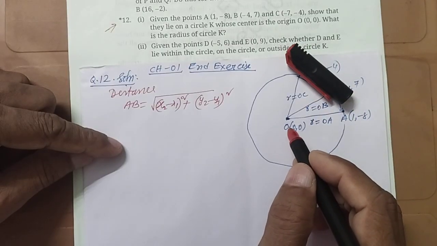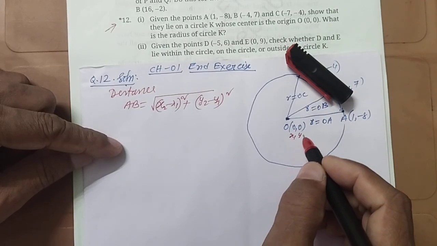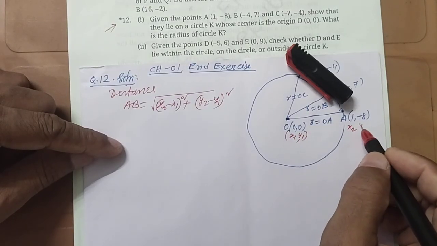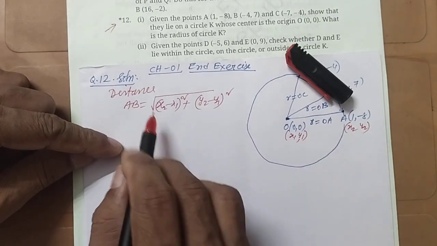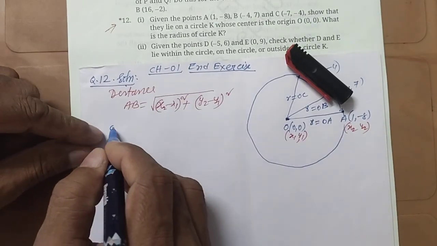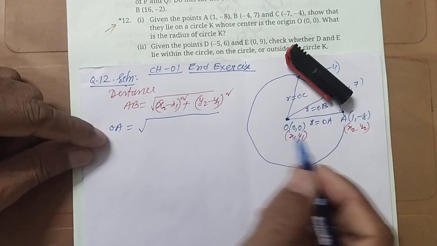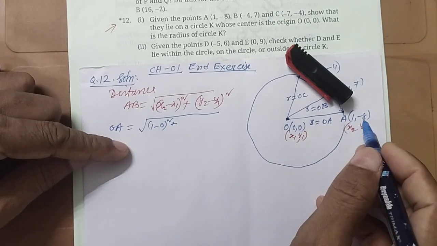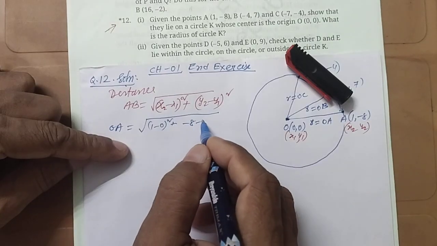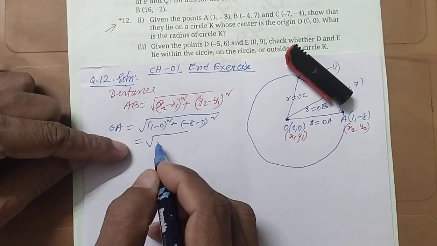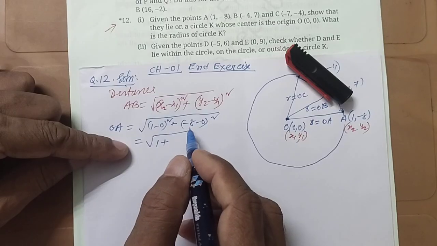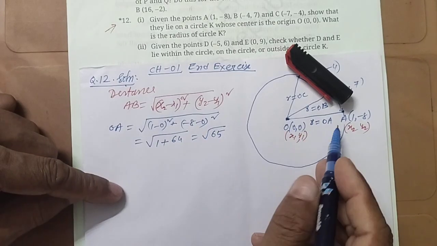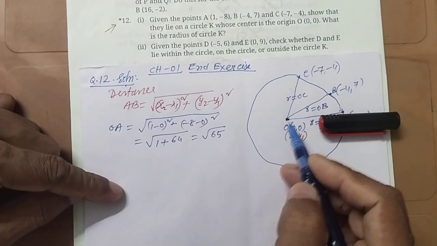So first we will apply for O to A. One point we mark x1, y1, and the other point we mark x2, y2, and we will put the values in this formula. So we can find out distance OA first. (x2 minus x1) square, 1 minus 0. (y2 minus y1), minus 8 minus 0. If we simplify, 1 square is 1 and minus square is plus, 8 square is 64. So we are getting root over 65. Distance OA.